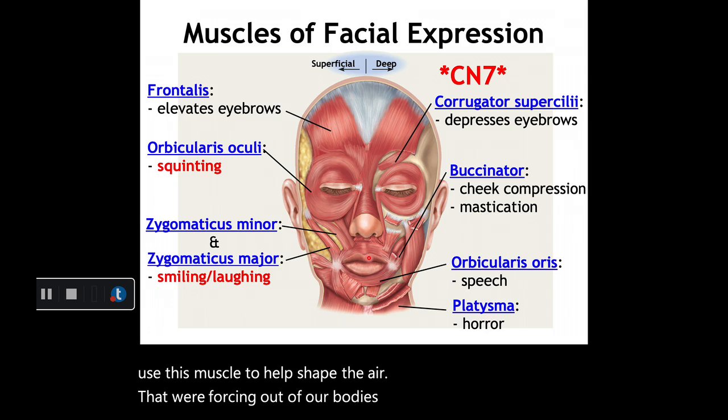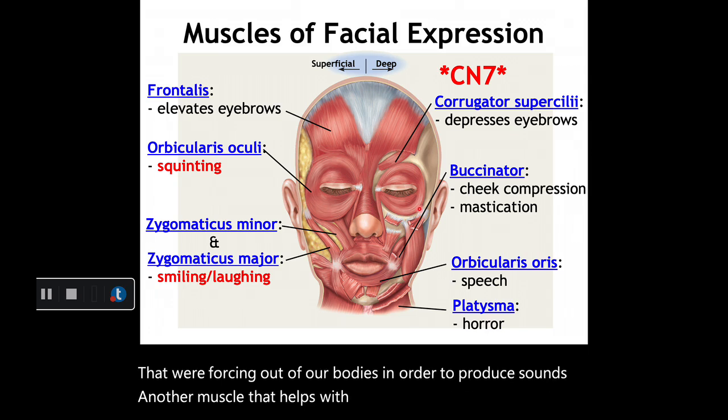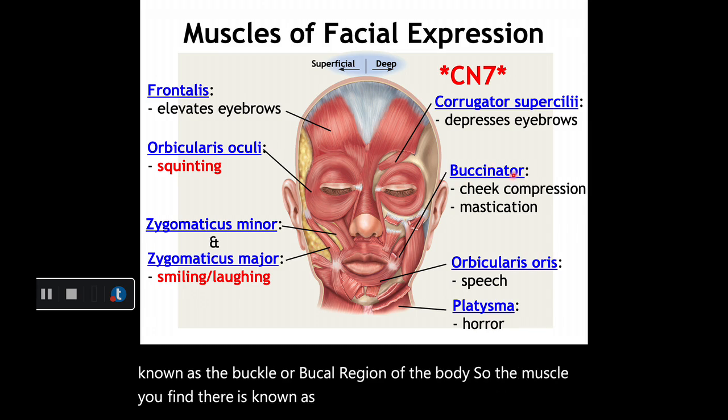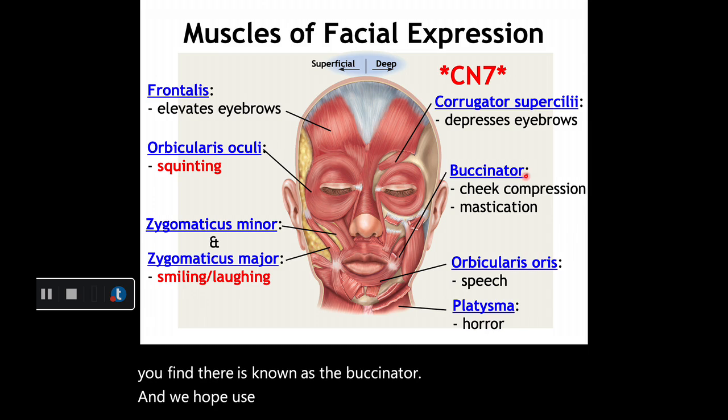We also use this muscle to help shape the air that we're forcing out of our bodies in order to produce sounds. Another muscle that helps with that lines our cheeks, right, which is known as the buccal region of the body. So the muscle you find there is known as the buccinator. And we help use this for mastication, like chewing.